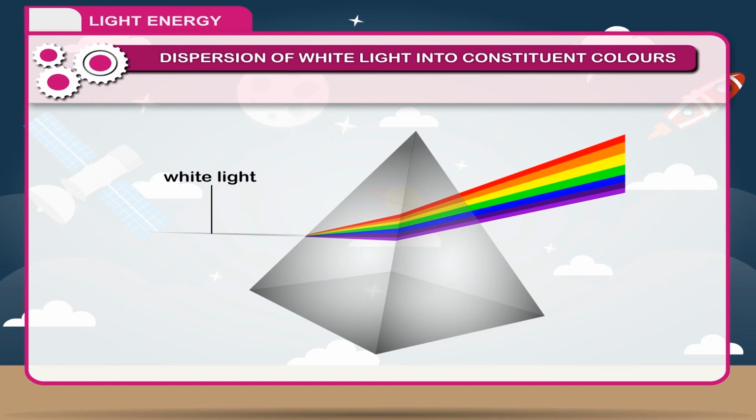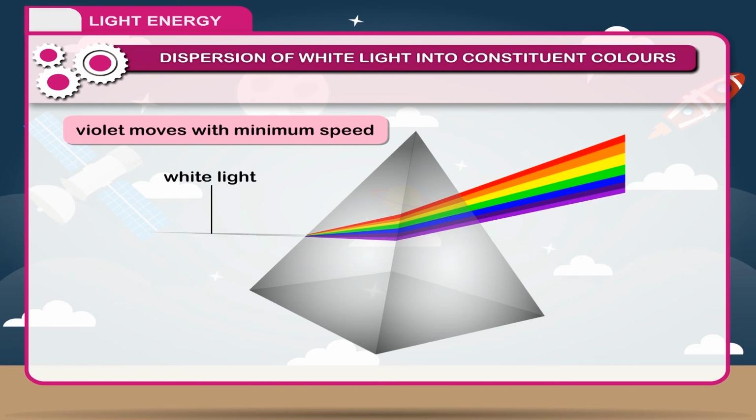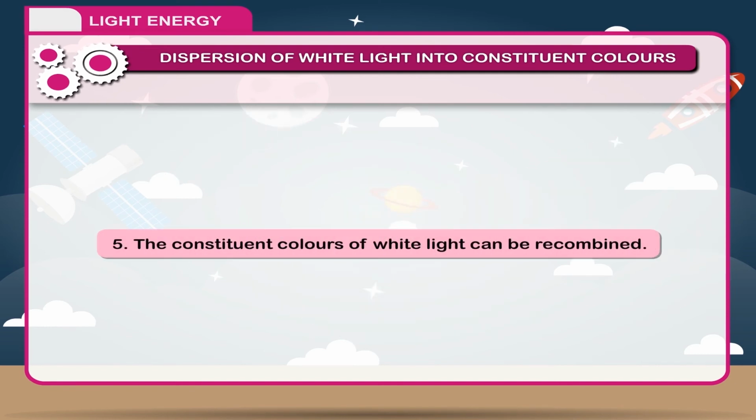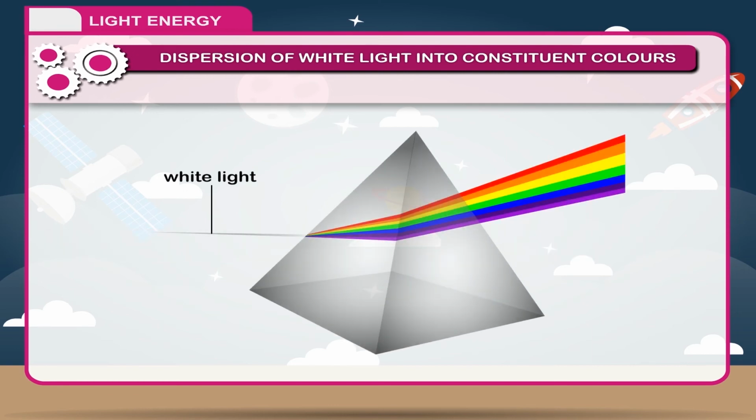3. In glass, the speed of red light is maximum while violet moves with minimum speed. 4. Refractive index of a medium is different for different colors, least for red and greatest for violet. 5. The constituent colors of white light can be recombined. 6. Different colored light waves have different wavelengths. Red light has the largest wavelength and violet light has the least wavelength. Other colors have intermediate wavelengths.